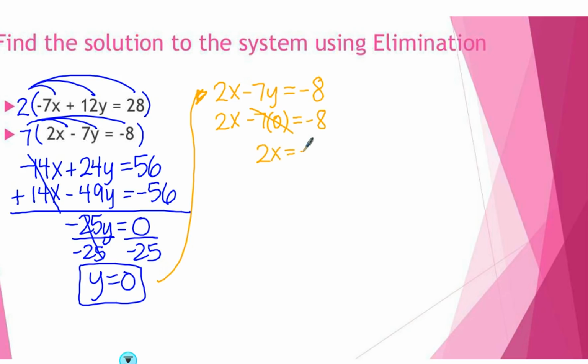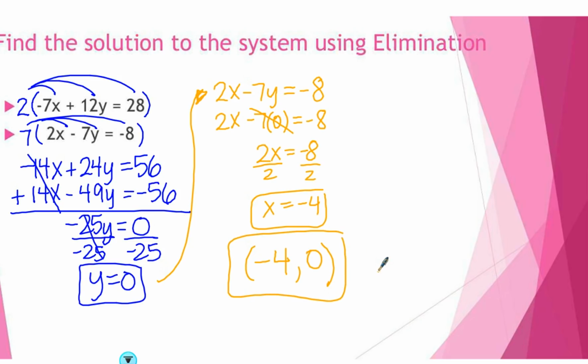I'm left with 2x equals negative 8. Divide both sides by 2. We get x equals negative 4. Remember, we list these things as coordinate points: when x is -4, y is 0. One last example to look at.